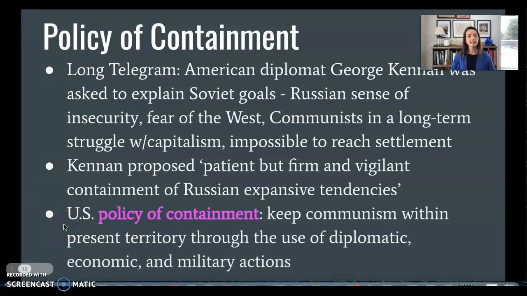The U.S. policy of containment, what this was all about, was the idea to contain, to keep communism inside of its present borders. So, whenever the United States saw or believed that the Soviet Union was trying to extend its reach of communism, they were going to use diplomacy, economics, or even military actions to try to keep communism contained. Okay?